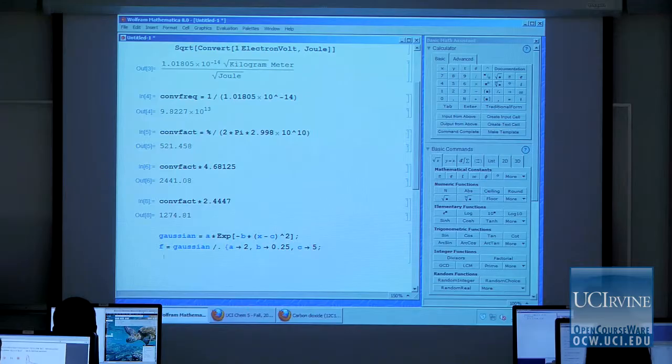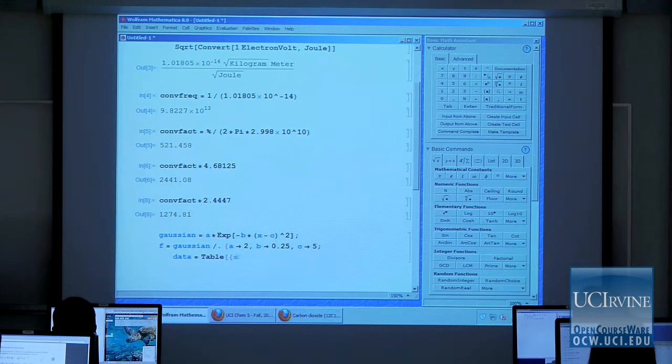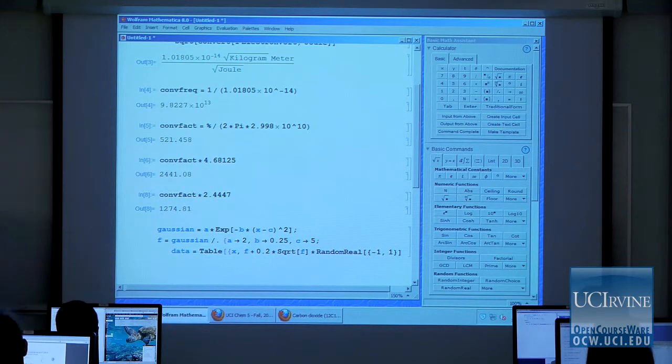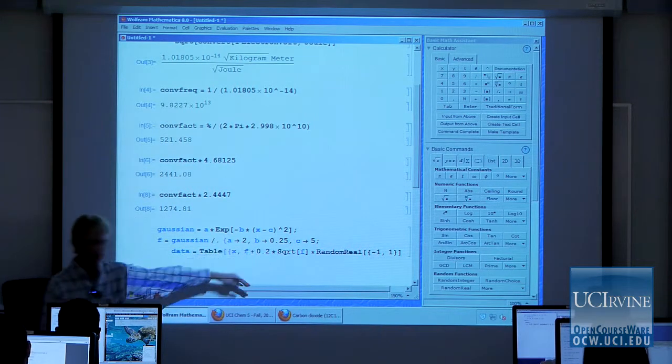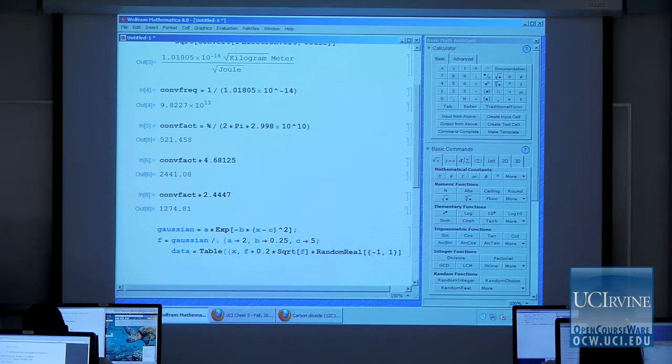All right. Now I'm going to tabulate some of the points of this function and add in some random noise just to have something interesting to fit. All right, so I'm going to say data equals table. So we're going to table the values of x and then f. And then I'm going to add to f plus 0.2 times the square root of f times random real minus 1 to 1. Okay? So what this is going to do is it's going to take my perfect Gaussian and add some noise. And the noise is going to be bigger near the peak of the function, as we'll see.